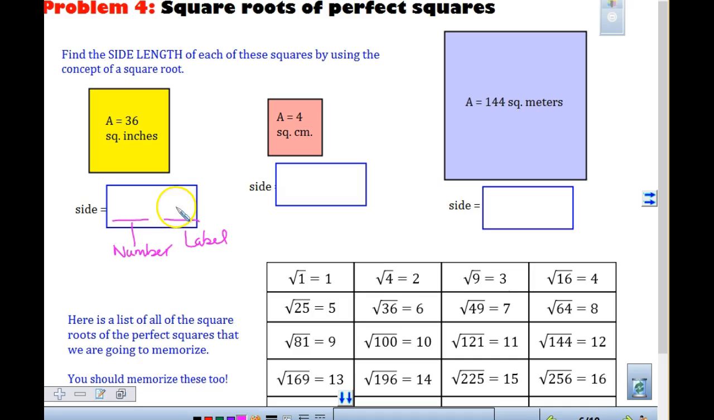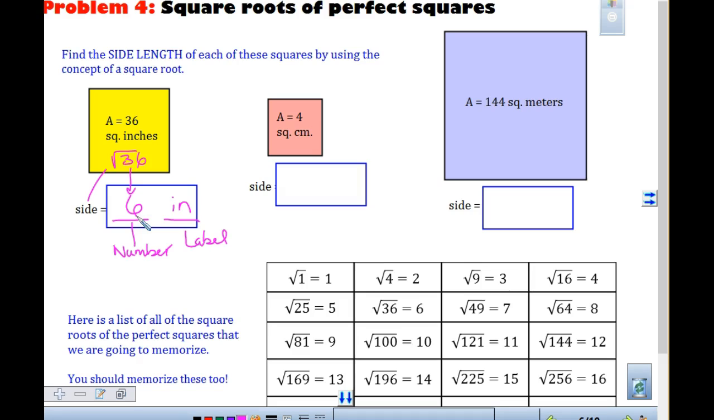For me, the first one is going to be in inches. 36, I'm going to take the square root of 36 to find my side, which equals 6 inches. Okay? Do the next 2. You can use this table if it helps you also. Okay? So check those next 2.